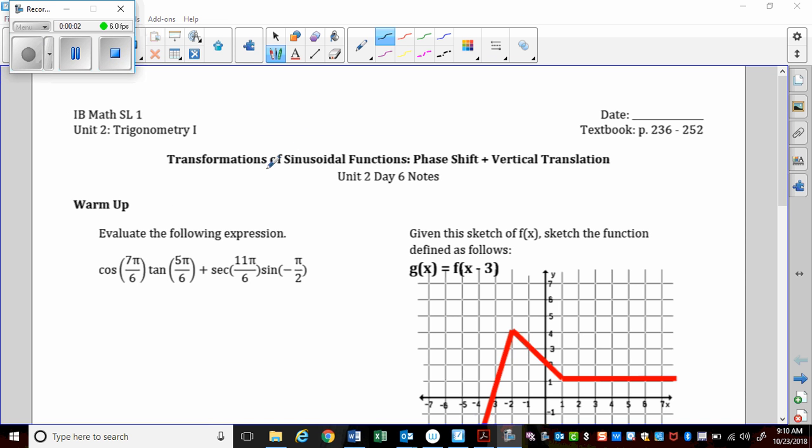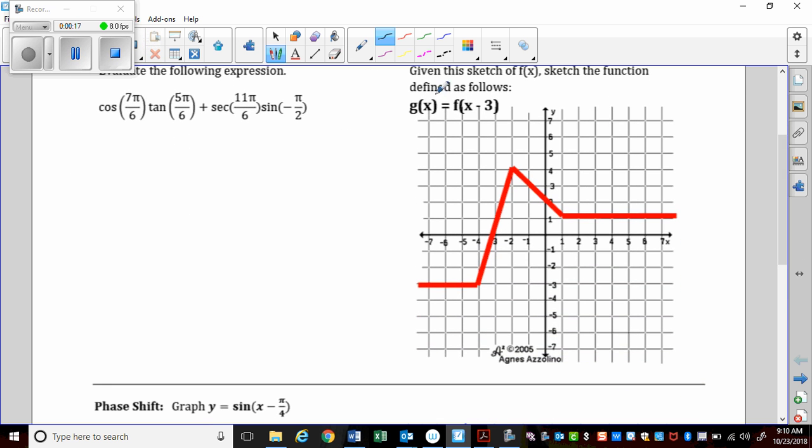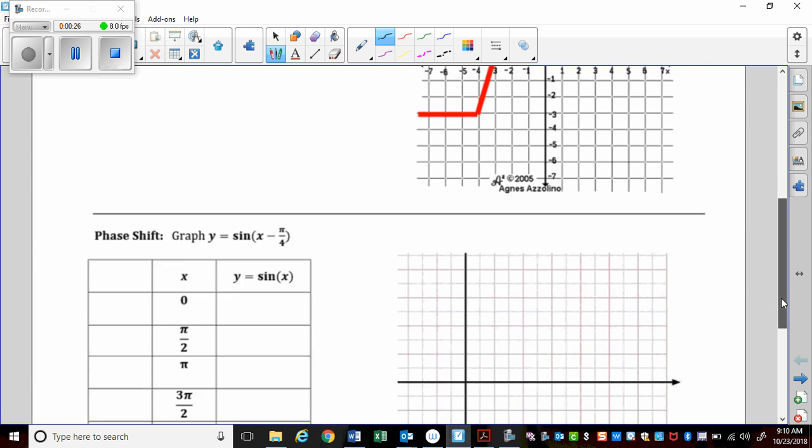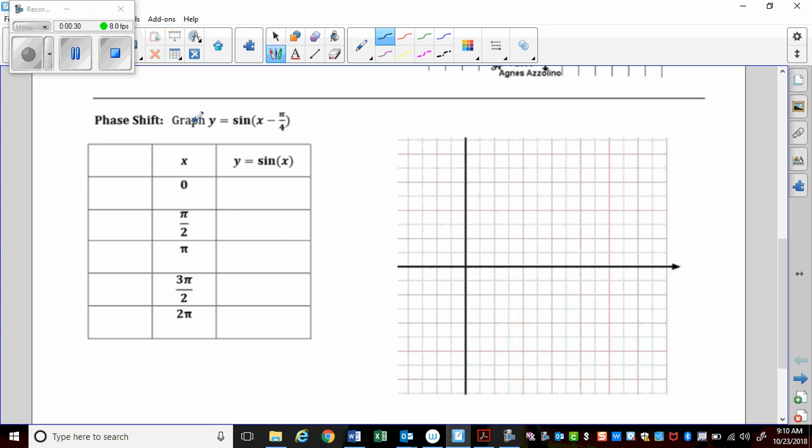Good morning. This is Unit 2, Day 6 notes. This is going to be the last day of new notes for this part of the unit. This warm-up is kind of what we're going over today, especially this f of x minus 3. Does this shift my graph to the right 3 or to the left 3? This is what you're going to work on for your warm-up. I'm going to show you that it's almost the exact same thing with your sine function.